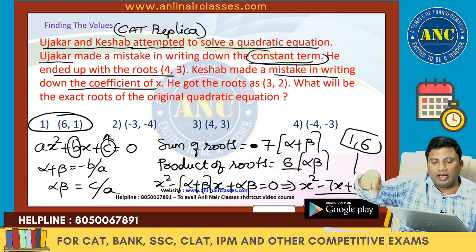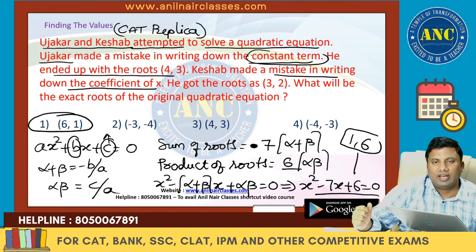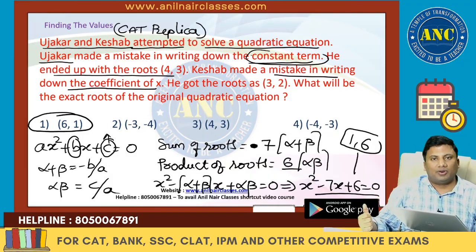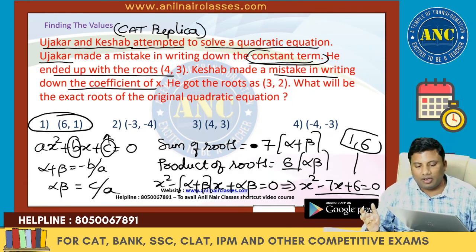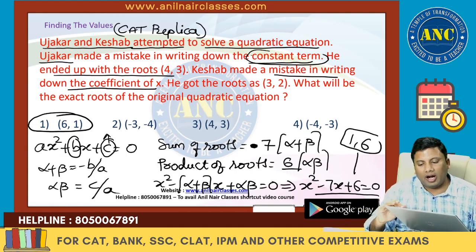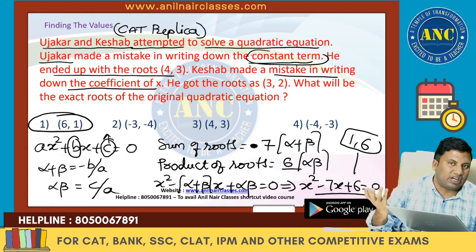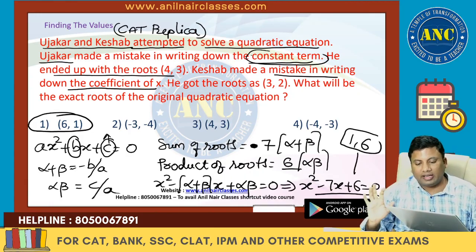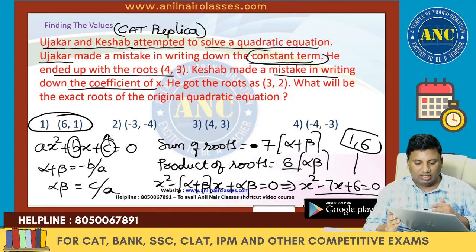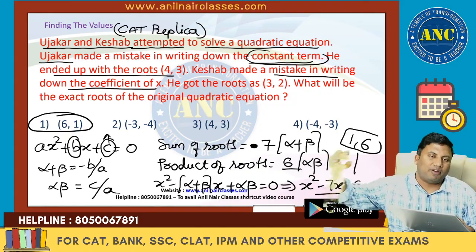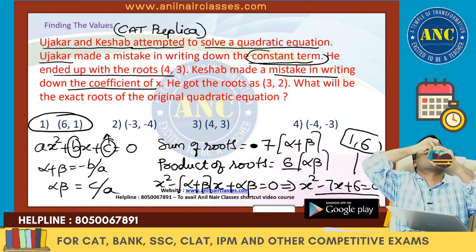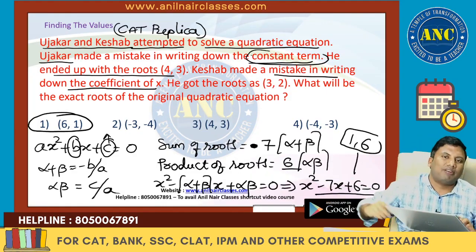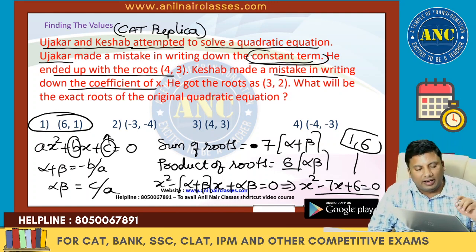He ended up with the roots 4 comma 3. He made a mistake in the constant term. Constant term comes in the product of the roots. So sum of the roots is 7, 4 plus 3. Keshav made a mistake in the coefficient of x. Coefficient of x comes in the sum of roots. So product he made the same. 3 into 2, 6. Alpha plus beta 7, alpha beta 6. Quadratic equation is x square minus of alpha plus beta x plus alpha beta equivalent to 0.